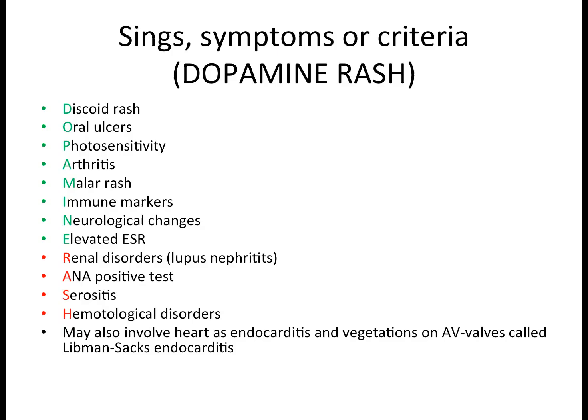We can also see sometimes a condition called Libman-Sacks endocarditis. This is essentially that the autoimmunity will affect your bicuspid and tricuspid valves, and this will cause vegetations. In this picture we see a summary of everything we spoke about.